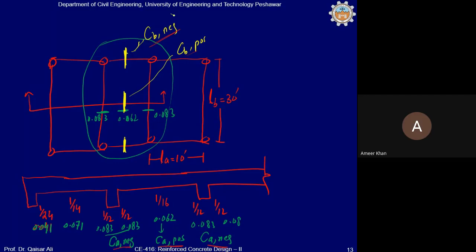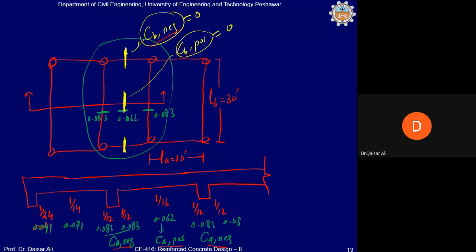That is CB negative and CB positive. It is a one-way slab system, so will there be any moment transfer along the longer direction? No, sir. So what will be the value of CB negative and CB positive? Almost zero. So CB negative and CB positive for a one-way slab system will be 0.